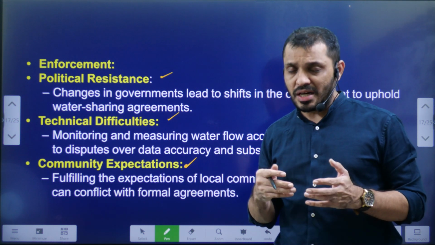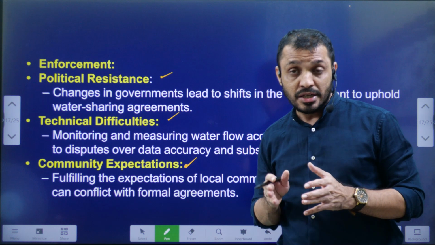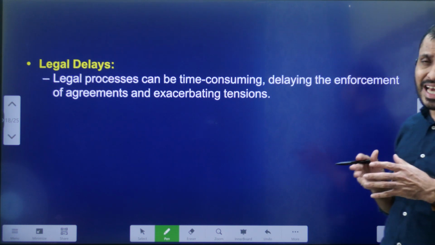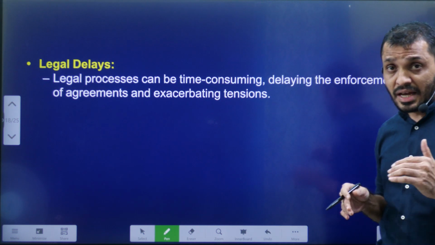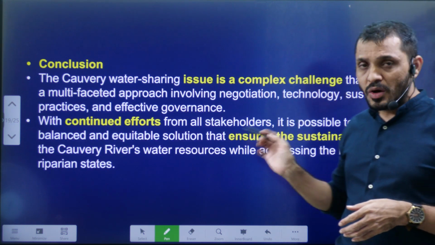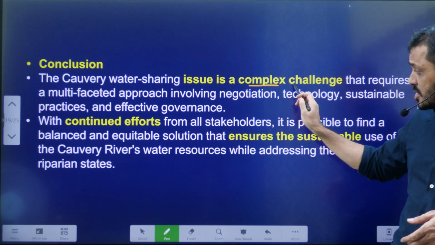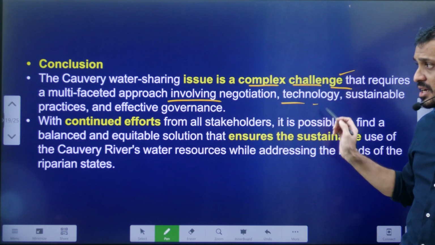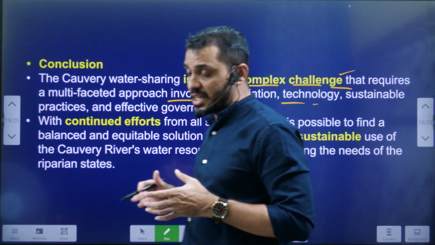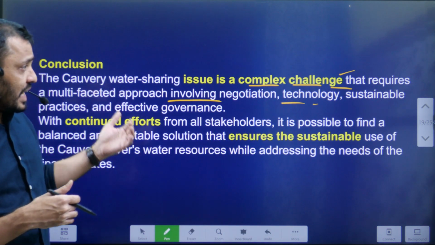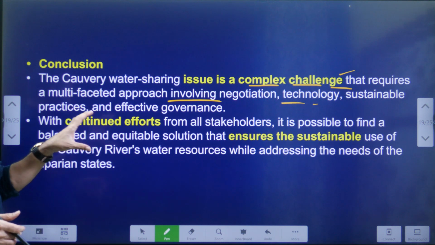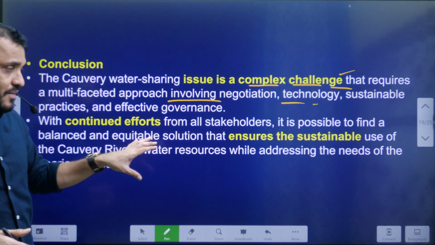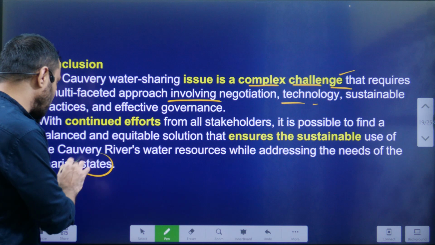The community in Karnataka has its own belief and reasons that it should get the major share, and the same is true of the people of Tamil Nadu. So these are some of the challenges between these 2 states and before the Cauvery Water Dispute Tribunal. What is the conclusion? As this is a very complex challenge, it requires a multifaceted approach: negotiations, technological solutions, and addressing the legal issues. It requires continuous efforts from all stakeholders, so that we can ensure sustainable usage of Cauvery water by addressing the needs of the riparian states.